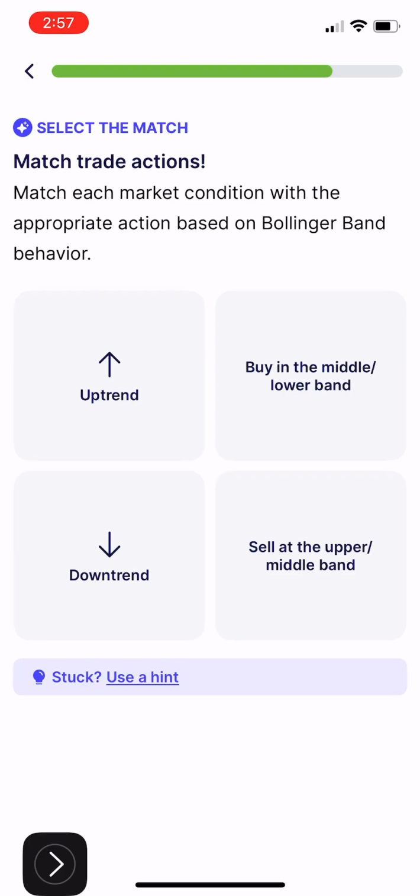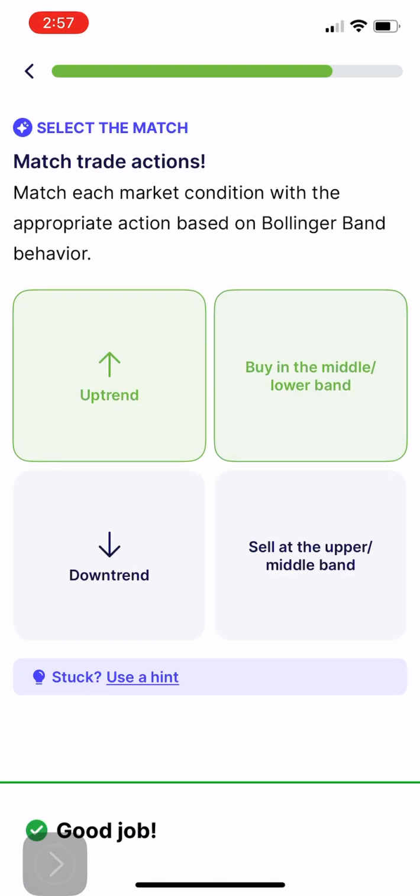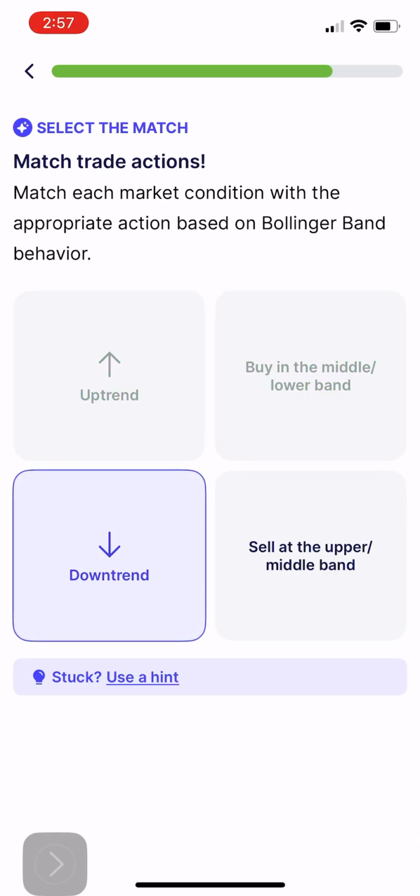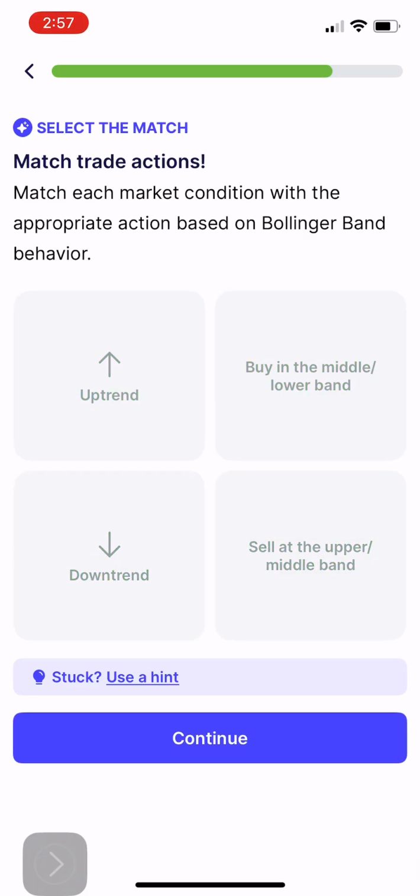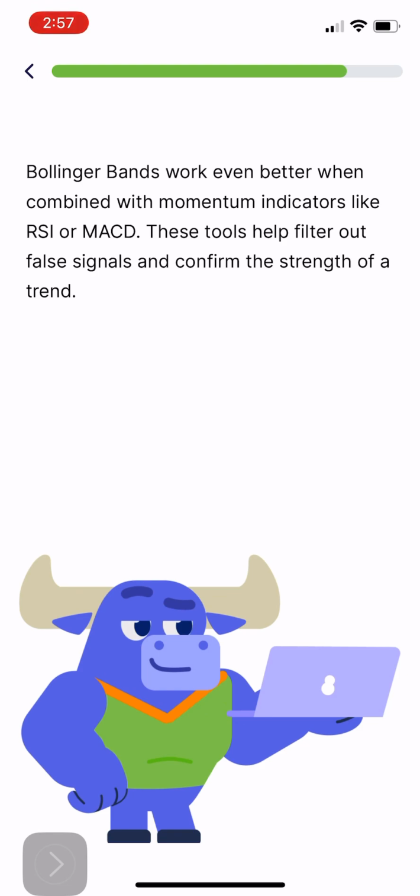Match the trade actions. Match each market condition with the appropriate action based on Bollinger Band behavior. Buy at the middle or lower band: uptrend. Sell at the upper or middle band: downtrend.